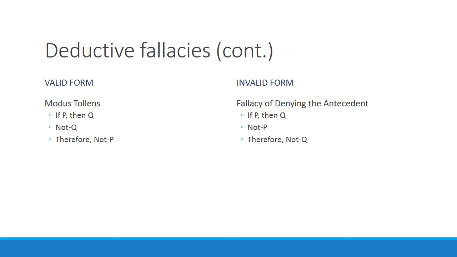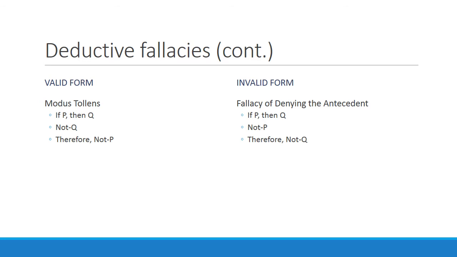Now let's look at modus tollens and its corresponding fallacy. Notice here it's the fallacy of denying the antecedent. Let's look back over at modus tollens and you'll see that there is a denial in the not Q. But that's a denial of the consequent, the Q. And it's easy to make the mistake of denying the antecedent instead, but this doesn't work.